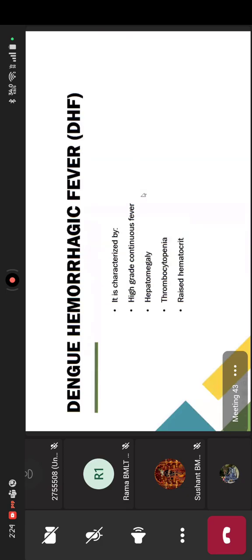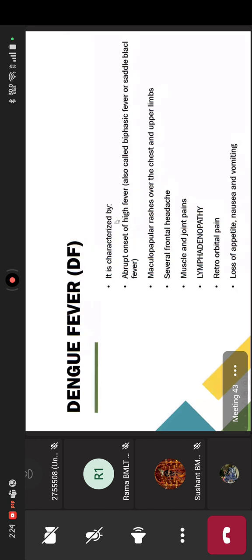So the second one is dengue hemorrhagic fever. Okay, students. Now, dengue hemorrhagic fever is characterized by high grade continuous fever. In dengue fever, there is an abrupt onset of high fever. Suddenly, the patient has a high fever, then it goes down. Then again, the patient is suffering from high fever, right? It is a biphasic fever.